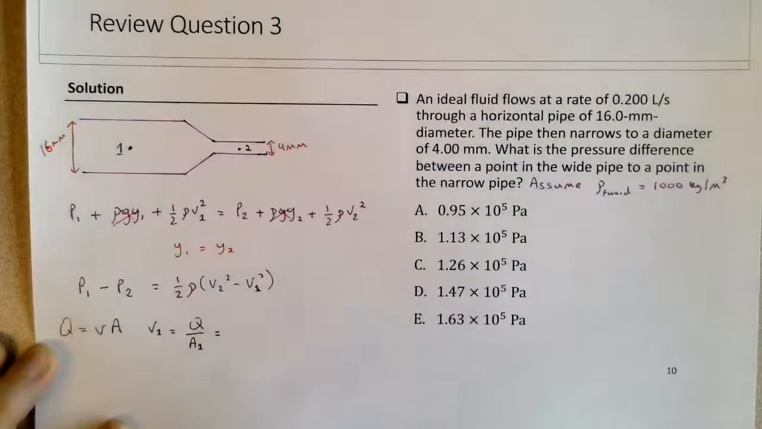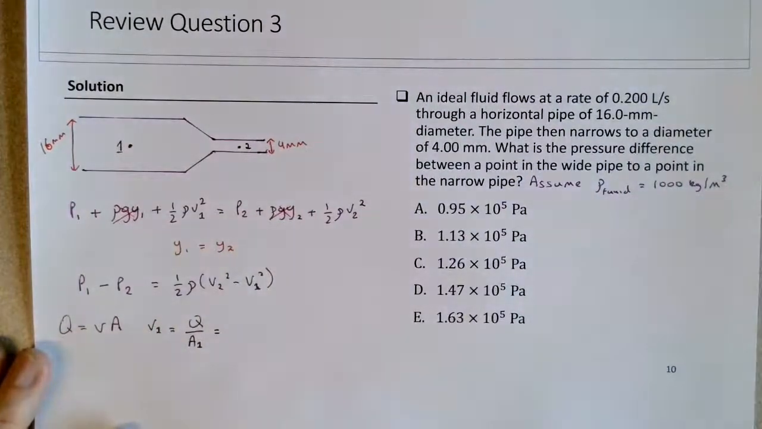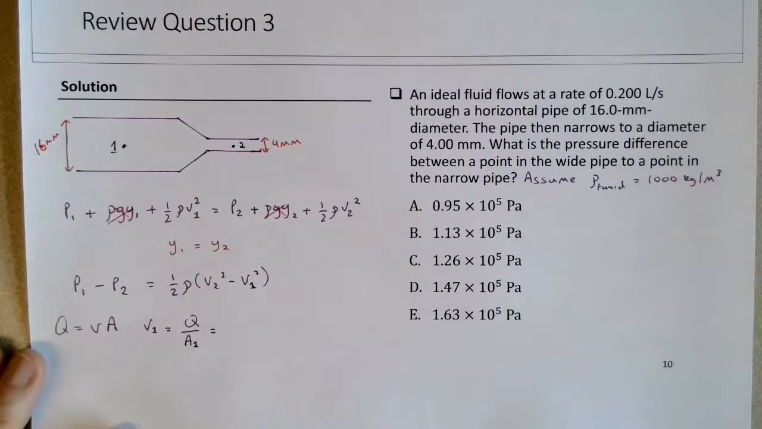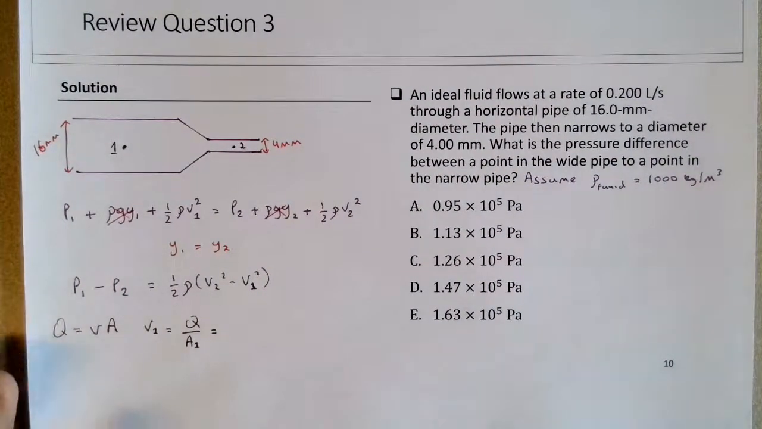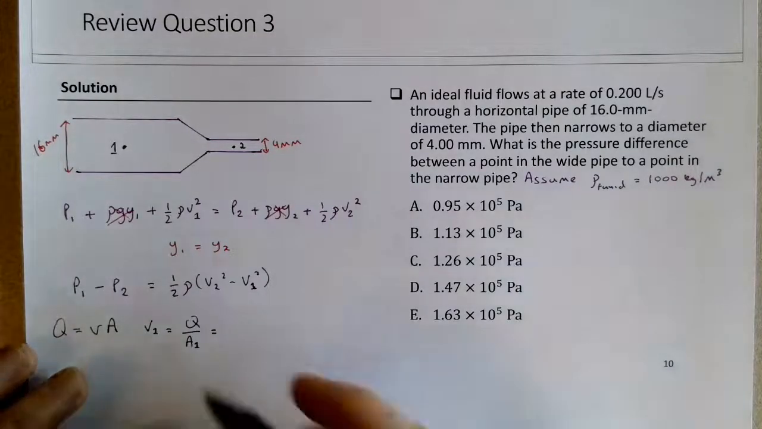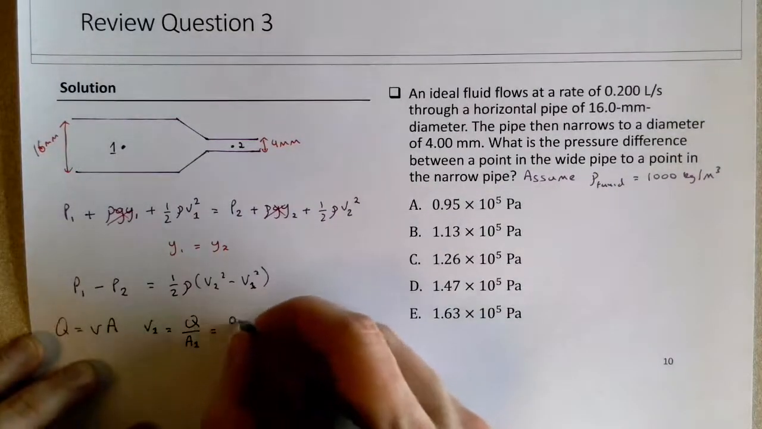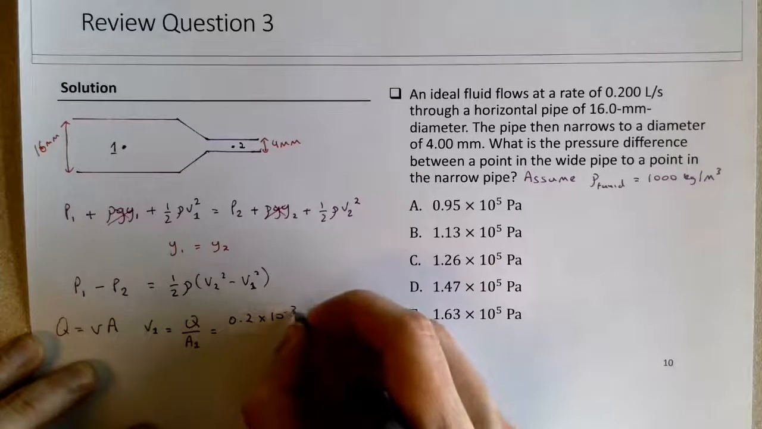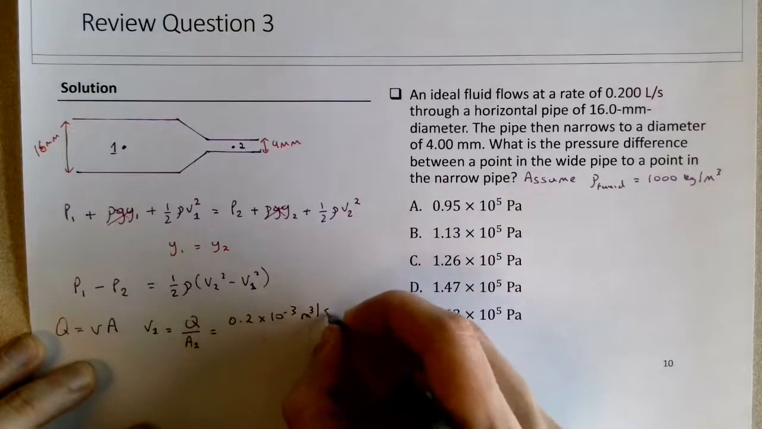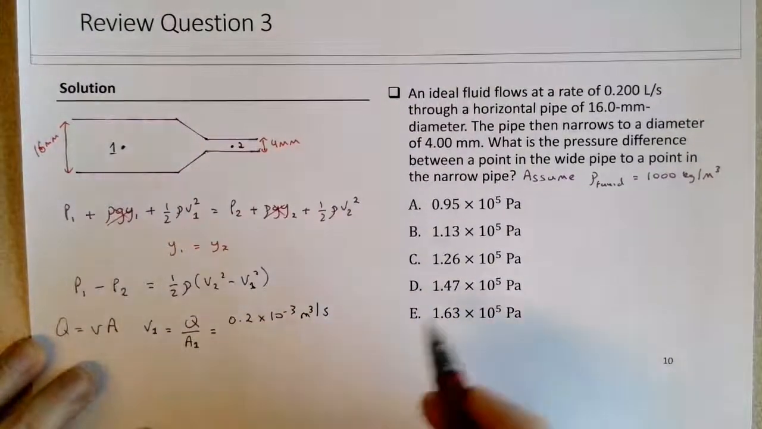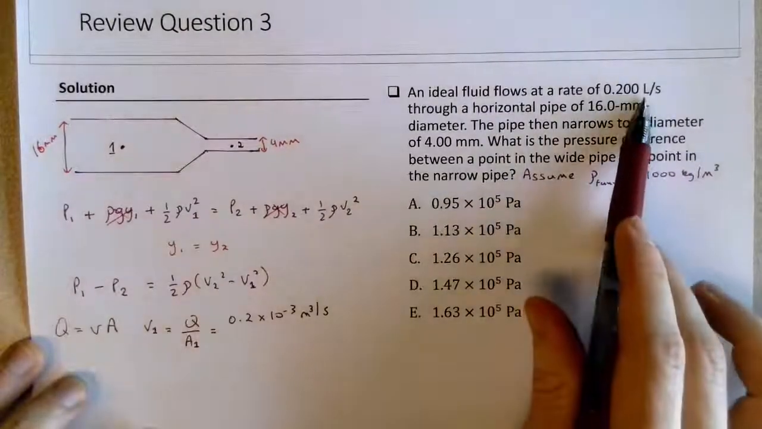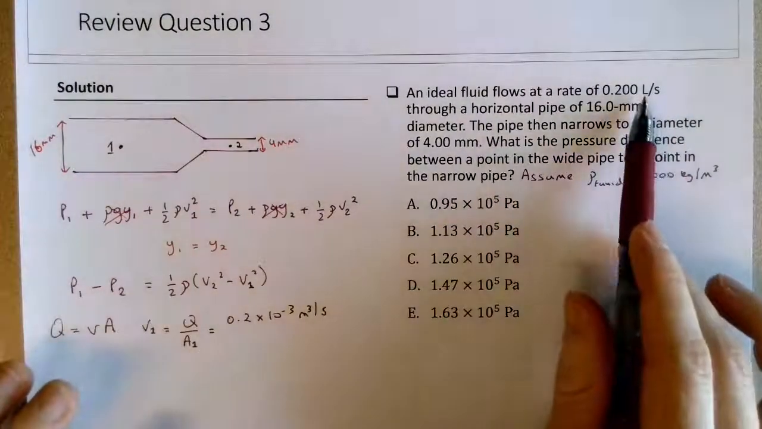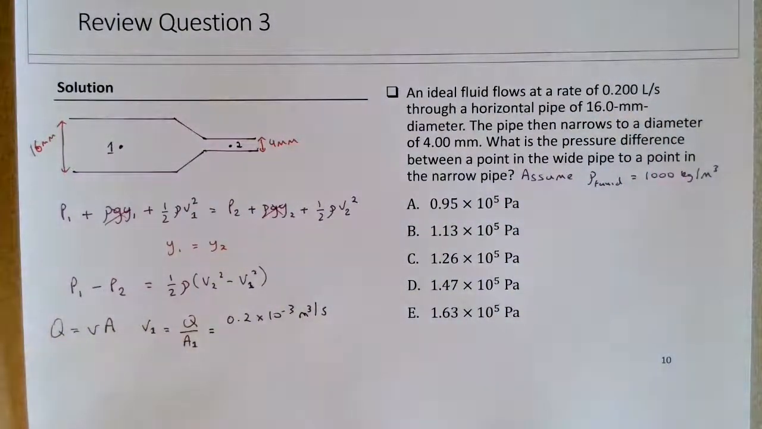Now the Q is not in the correct SI unit. It's in liters per second. A liter is 1/1000th of a cubic meter, so this is going to be 0.2 times 10 to the minus 3 meters cubed per second. We don't have to change anything with the time, it's per second. But for 0.2 liters, divide the amount of liters by 1,000 to get meters cubed, or multiply by 10 to the minus 3, that's the same thing.